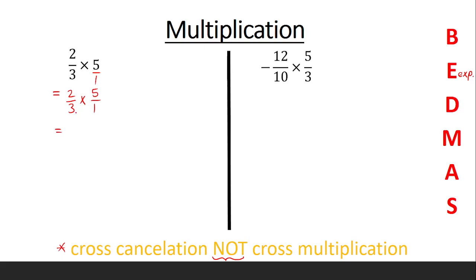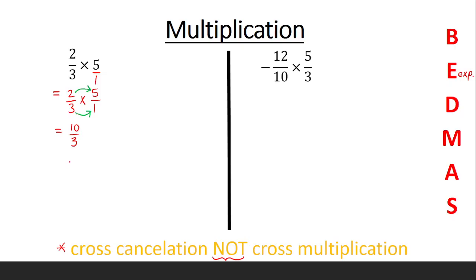So it's cross cancellation. And cross cancellation works that if you look at the numerator of the one fraction and the denominator of the next fraction, you ask yourself, can they be divided by something? And in this case, no. 2 and 1, well, they can both be divided by 1, which is not going to change anything. And 3 and 5 don't have any common factor there. So what we're going to do, just for normal multiplication, remember, we just multiply the numerators with each other and multiply the denominators with each other. And what we have is just 10 over 3.